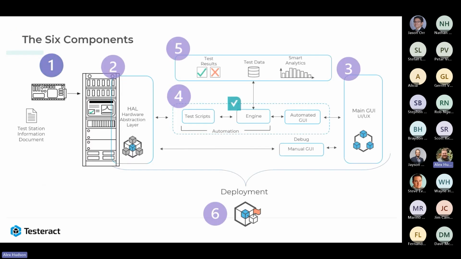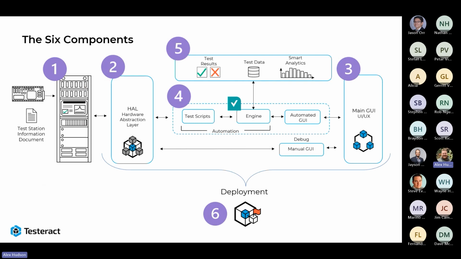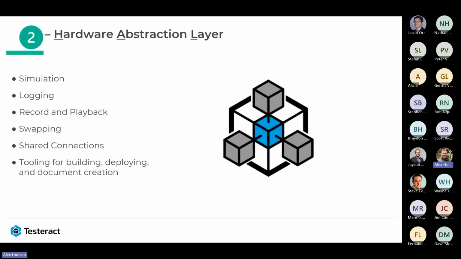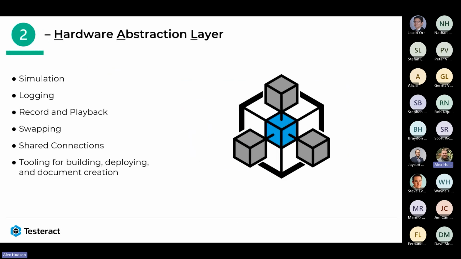All right. So once you fill that out, we have the rest of our software stack. So we're going to start with the how. This is a hardware abstraction layer. I would bet that most of you are somewhat familiar with a hardware abstraction layer. Our hardware abstraction layer supports simulation and logging natively, so you don't even have to think about it. Simulation we support through swapping. It supports record and playback, shared connections, and then we have a whole bunch of tools around it because everything's built the same way. So we can abstract a lot of that and take away a lot of that pressure.